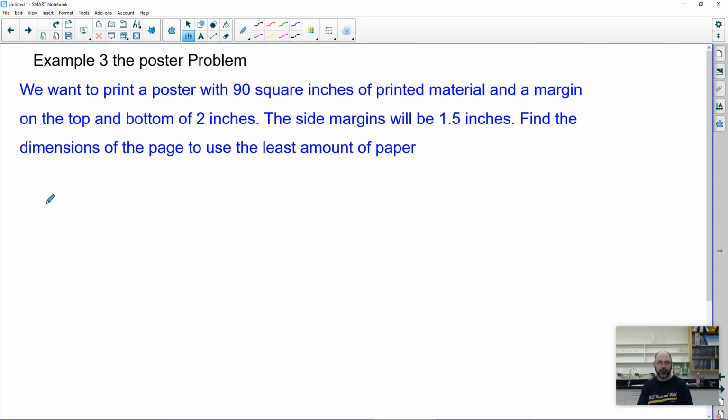Okay, so we want a poster. We want to print a poster with 90 square inches of printed material and a margin on the top and bottom of 2 inches, and the side margins will be 1.5 inches. Find the dimensions of the page that uses the least amount of paper. Okay, so what we're doing is we're minimizing the amount of paper that we're going to use.